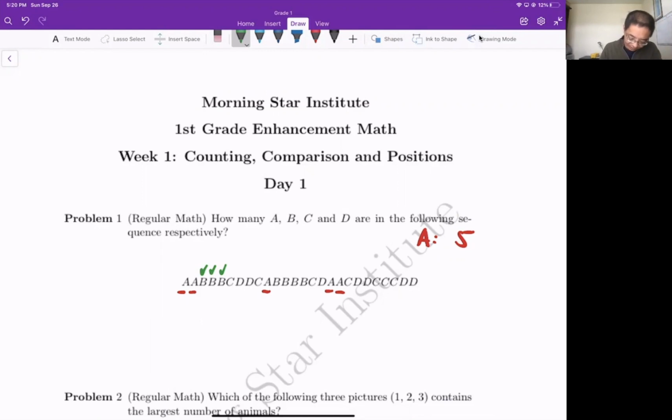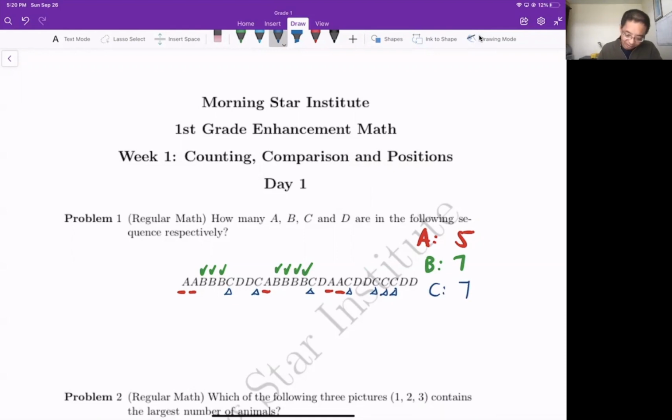Let's continue counting B. 1, 2, 3, 4, 5, 6, 7. So the number of B is 7. Now let's look at C. So 1, 2, 3, 4, 5, 6, 7. So C is also 7.